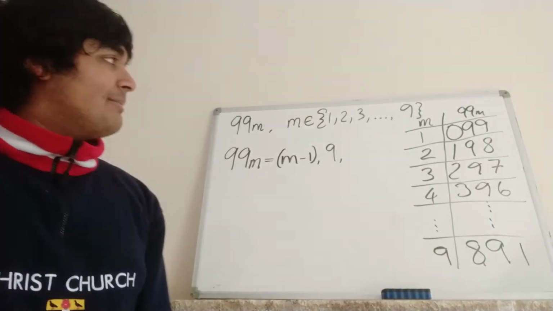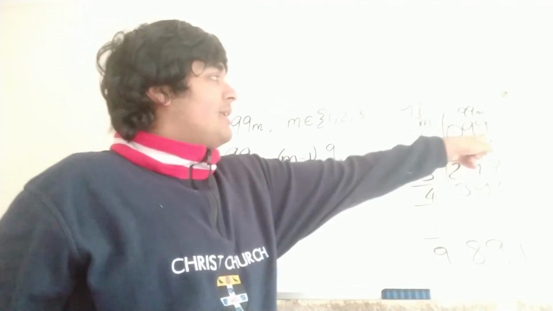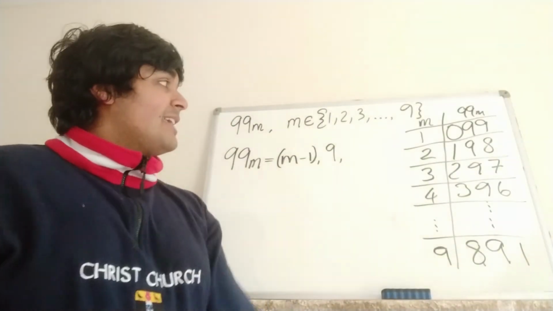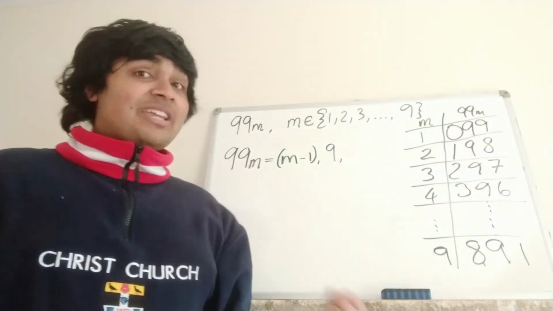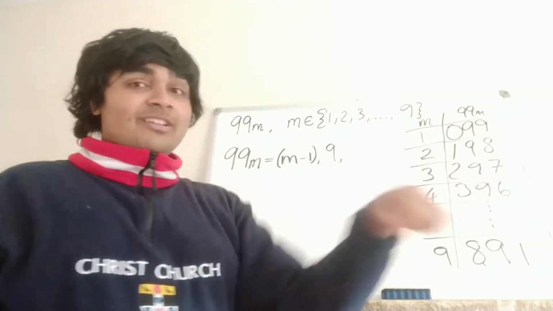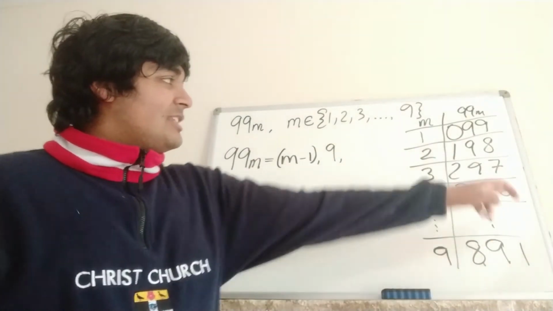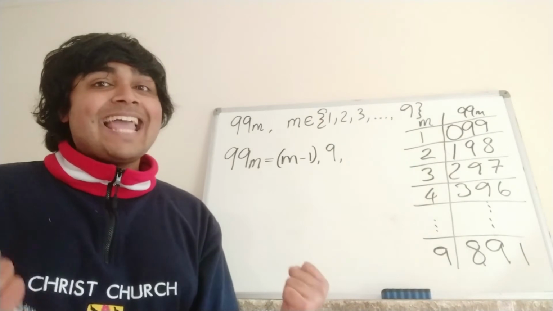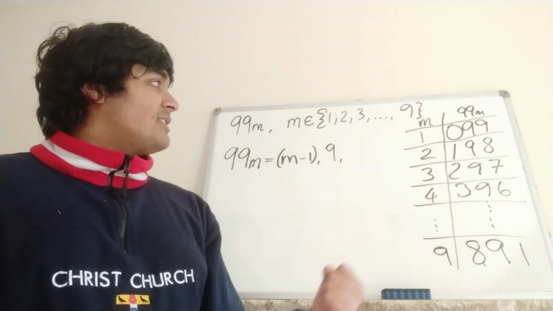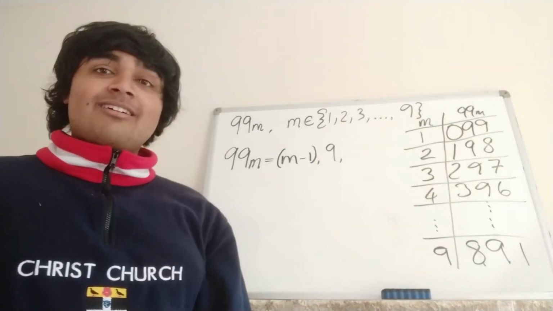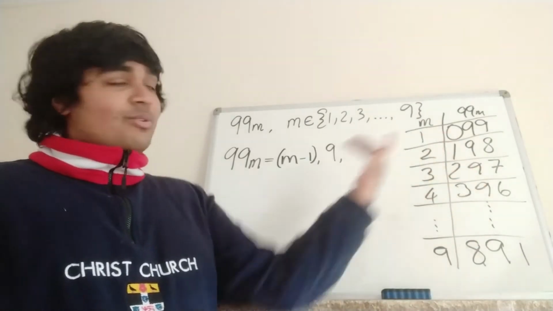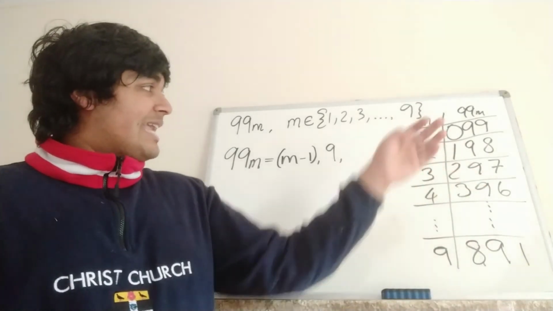But if we notice something, if we do 1 plus 9, we get 10. If we do 2 plus 8, we get 10. If we do 3 plus 7, we get 10. Okay, so this units digit here is always 10 minus M. So if M is 1, the units digit is 9, which is 10 minus 1. When M is 2, the units digit is 10 minus 2, which is 8, and so on.